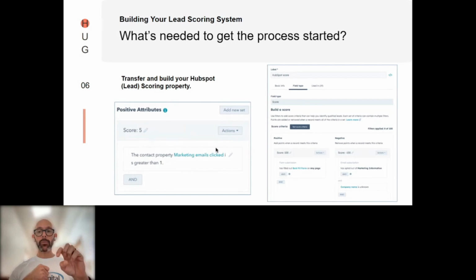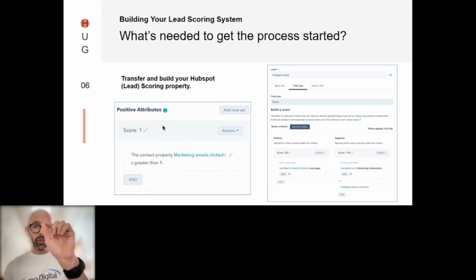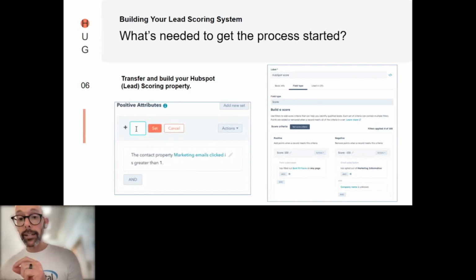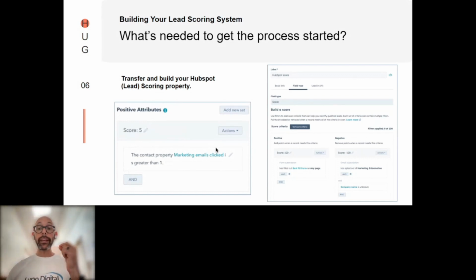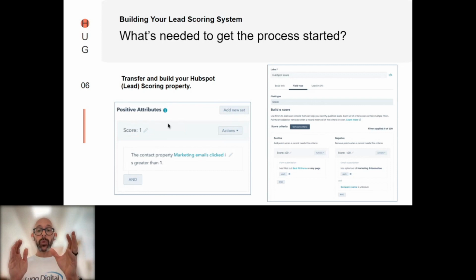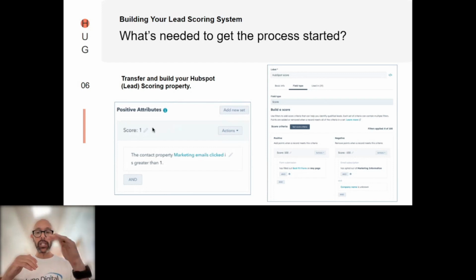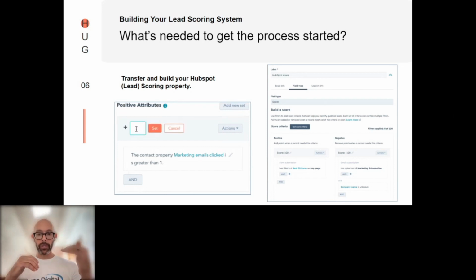Every time we add an attribute, like website page view or lifecycle stage equals MQL, each of those attributes would get its score, 100 points, 50 points. And on the right side, we have the ability as well to program negative score, right? So taking stock, firstly, we want to determine which activities influence the lead score, build them out on the sheet, then come to this HubSpot score and load in each attribute on the left as either positive or negative.